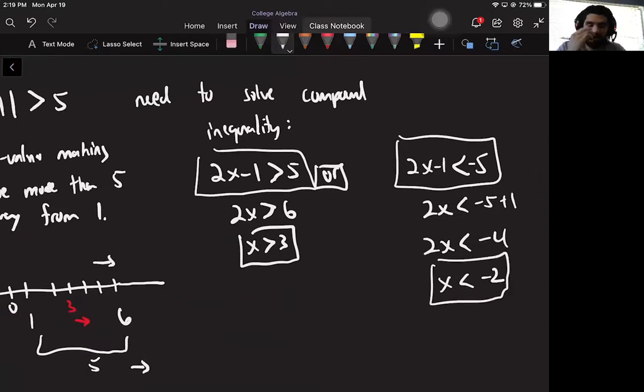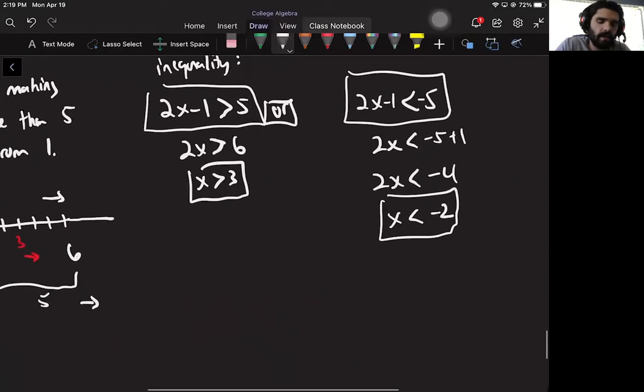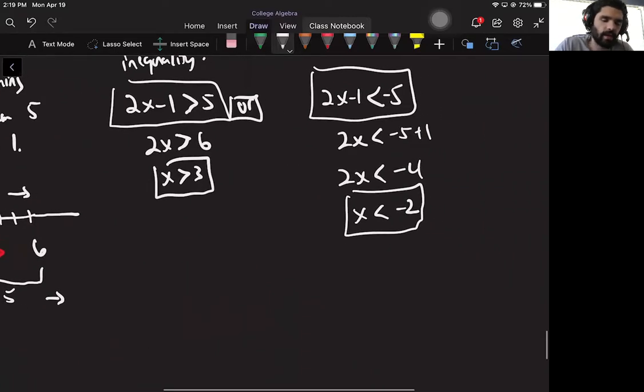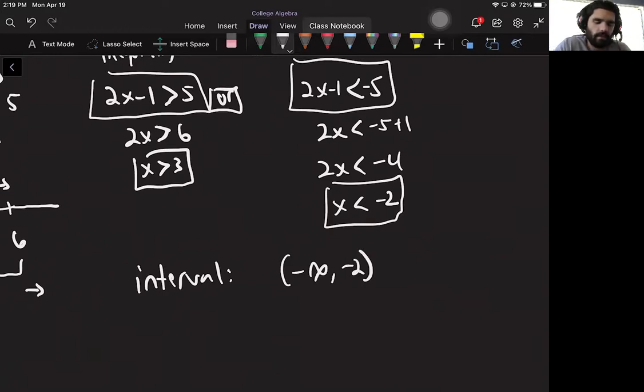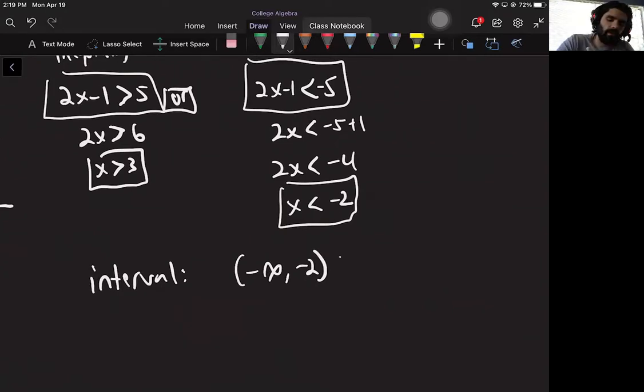This is my solution to the compound inequality, but how do we write this? Well, remember last time we could use interval notation. And because it's an or, what that means is I just do both. So I say, okay, I can be to the left of -2, not including -2, or, and that means I use this union symbol, I could be to the right of 3 forever.